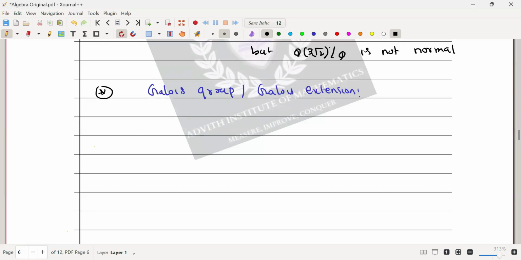First of all, we need to discuss F automorphisms. An F automorphism means a ring isomorphism from the field F to F. It is called an F automorphism. Suppose let K be a finite extension over F.